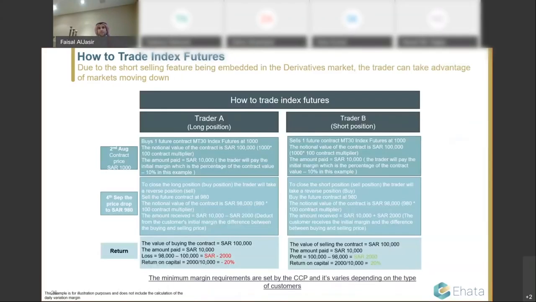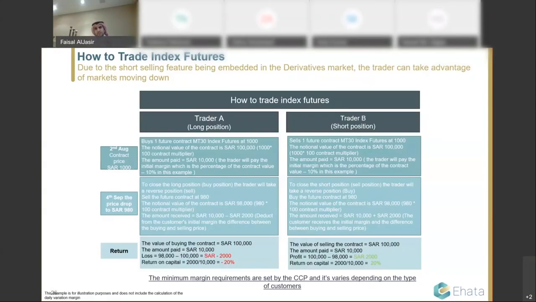How to trade index futures. So this is a good example. We want to first just have a glimpse of how the long position looks in a certain scenario and how the short position looks. So when you buy one future contract, let's say on August 2nd, you buy one MT30 index future contract at 1,000. So that's 100,000, 1,000 multiplied by the multiplier. So that's your exposure. Your exposure is 100,000, and you are a buyer. You need to put the initial margin for that, 10 percent, which is 10,000.